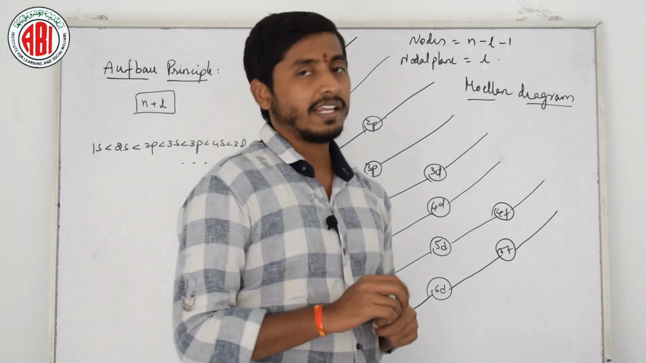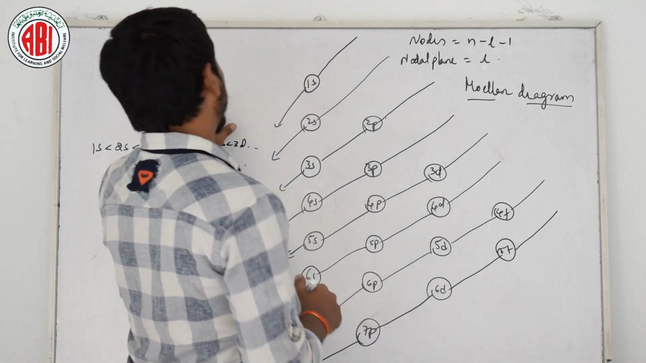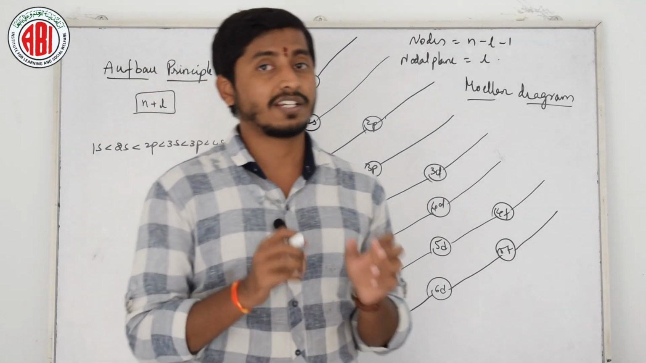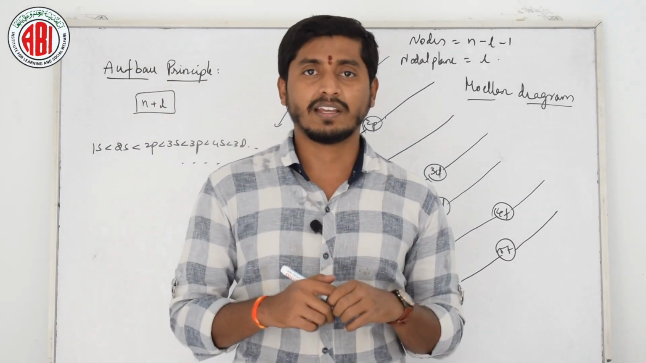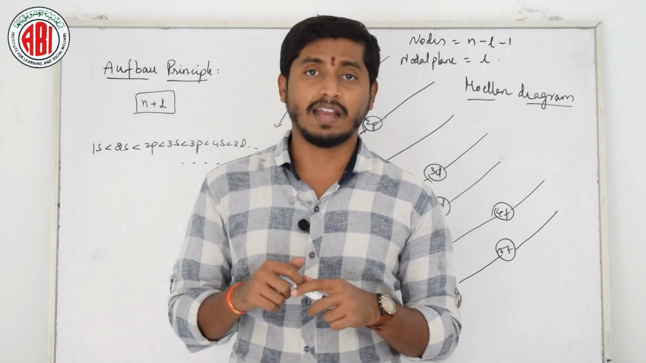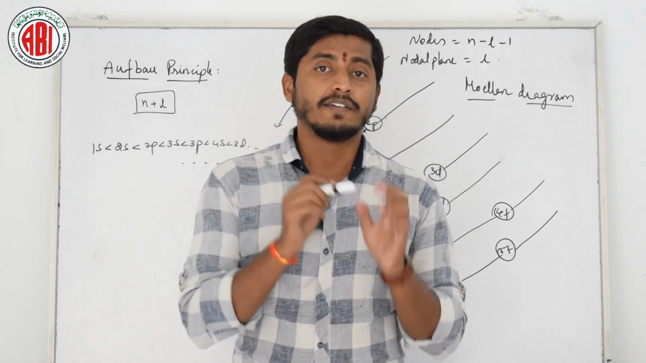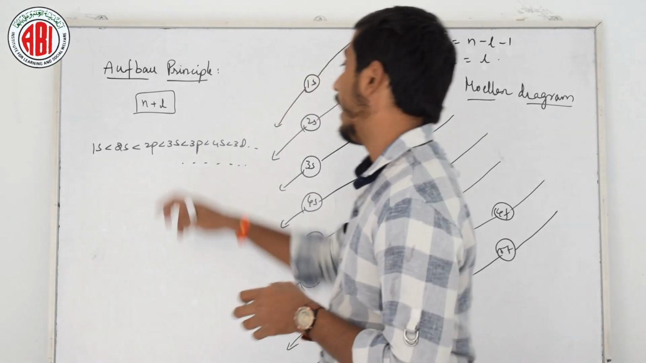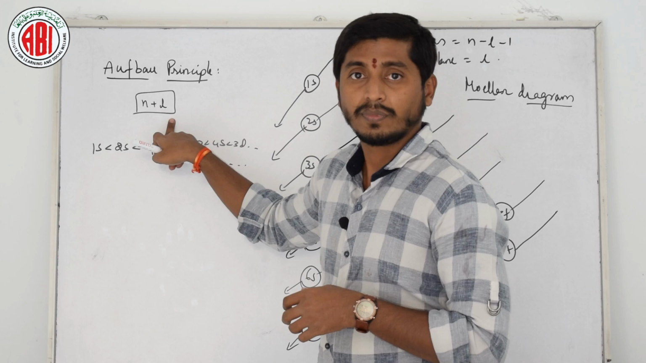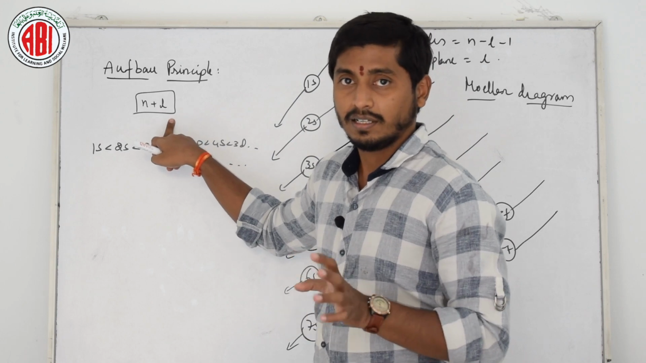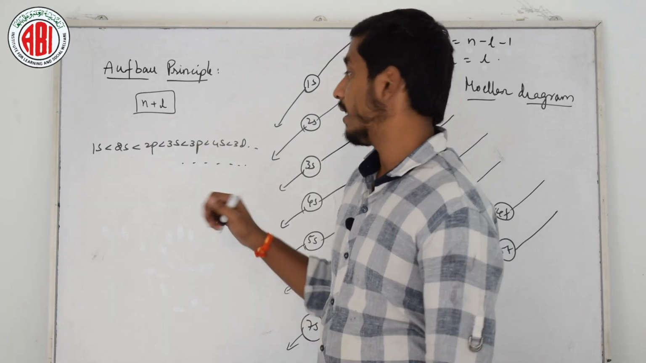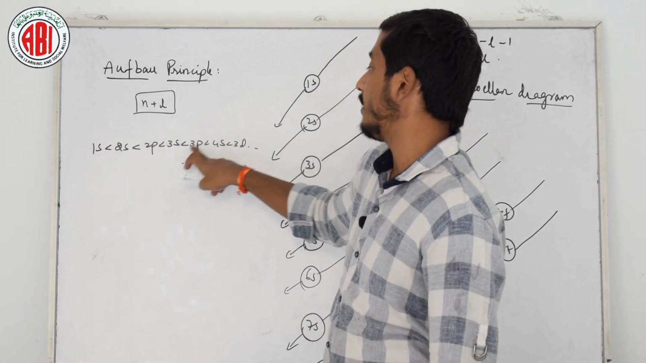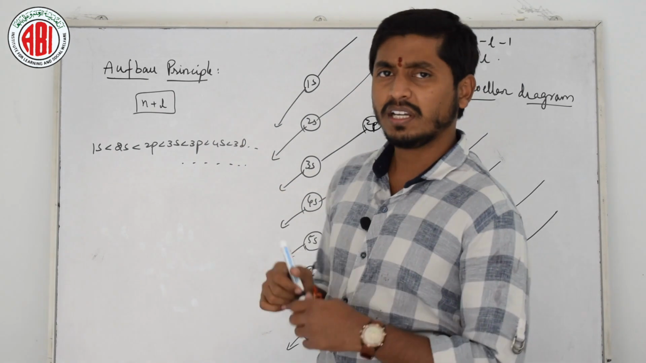Fine. The next topic we are going to discuss is the Aufbau principle. The Aufbau principle defines the order in which the electrons are to be filled in an atom, right? Aufbau defines that an electron always fills the orbitals in increasing order of n plus L values. Is it clear? Did you understand? The order is 1s less than 2s less than 2p, 3s, 3p and 4s, 3d.